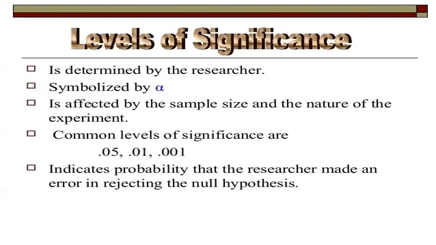Now we have level of significance. Level of significance is determined by the researcher. While studying the steps of hypothesis testing, we find this step: setting the level of significance is an important step. It will be defined by the researcher, and it is denoted by the alpha sign. It is affected by the sample size and the nature of the experiment.